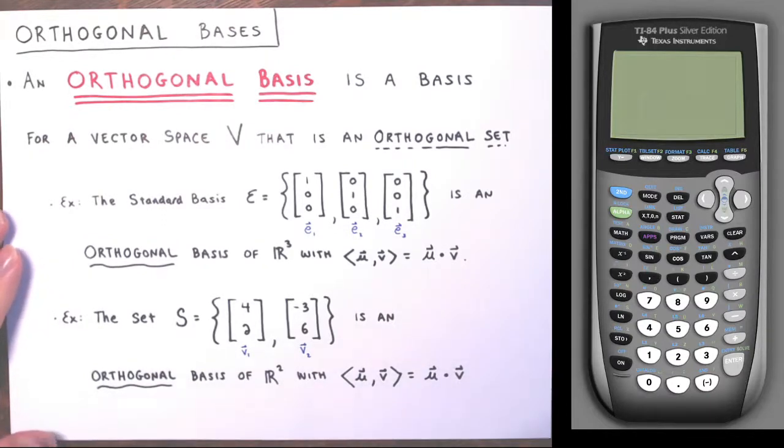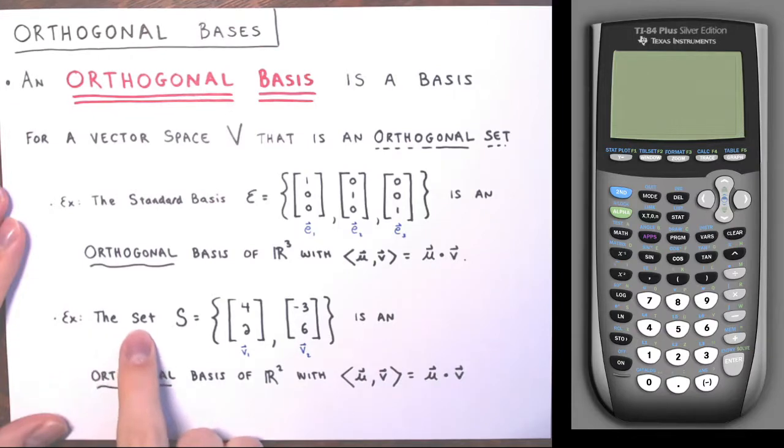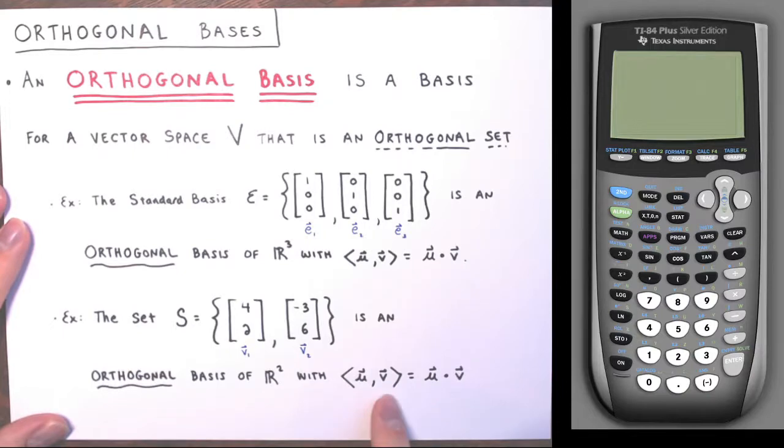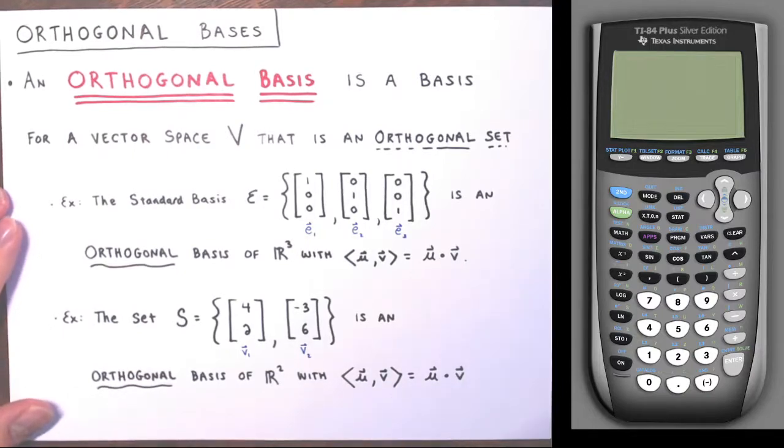Okay. Another example. The standard bases under the dot product for Euclidean space are examples of orthogonal bases, but it doesn't have to be the standard basis. So here the set S, a set of vectors from R2 with 2 components: the vectors (4, 2) and (-3, 6). This is an orthogonal basis of R2 under the dot product.